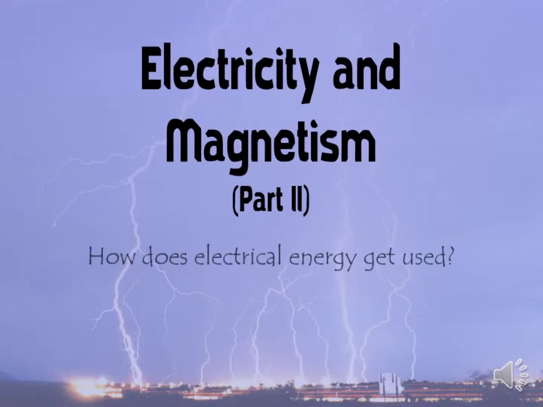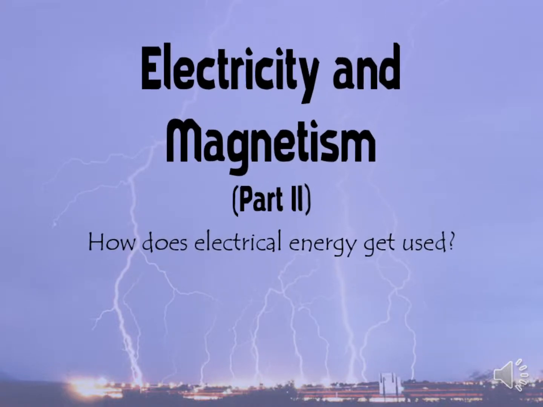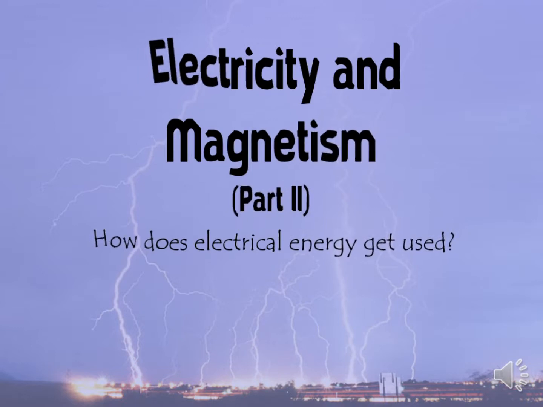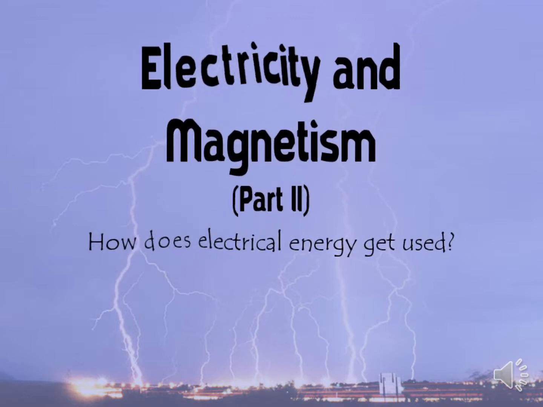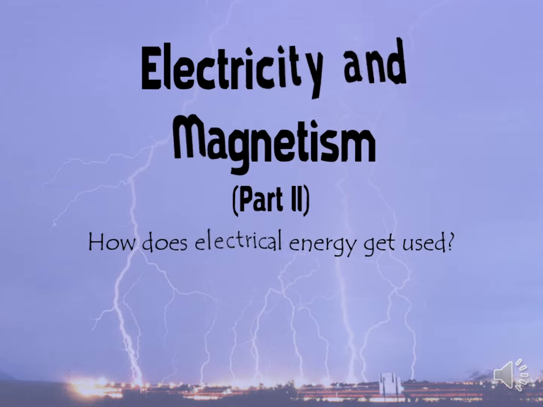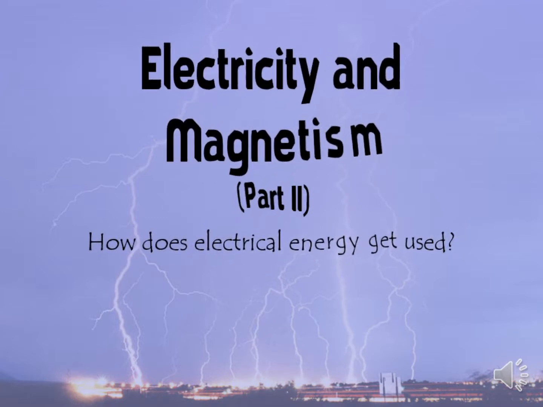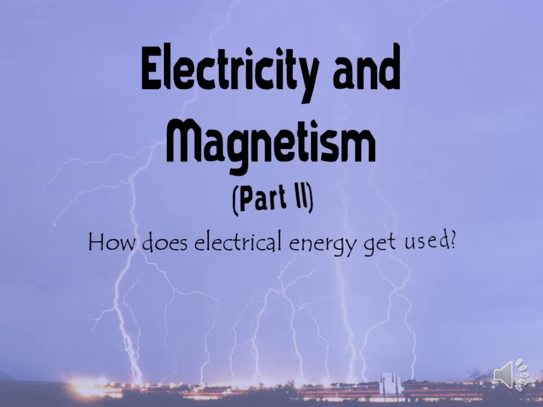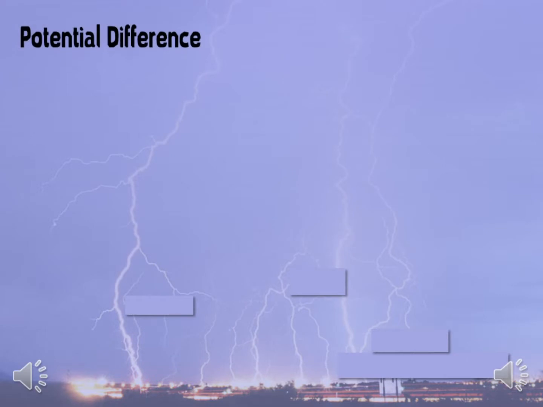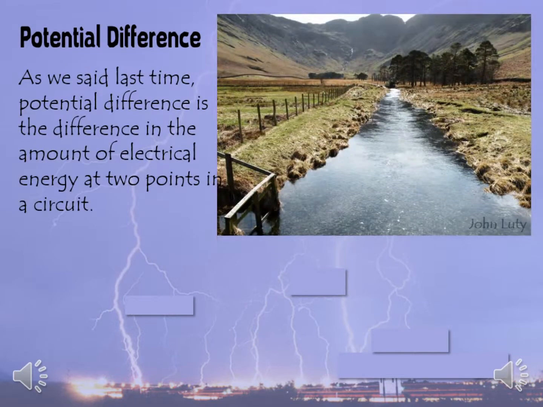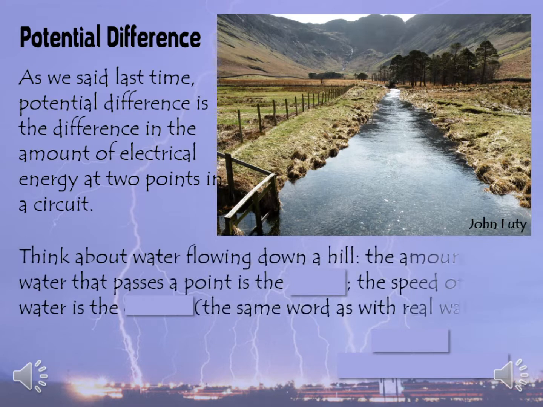Hello everyone, and we're going to continue our look at electricity and magnetism by thinking about how electrical energy gets used. And to do that, we have to think about what actually makes it run in the first place, and we mentioned last time that that is a potential difference. So, as we said last time, the potential difference is a difference in energy found at two different points in a circuit. And you can think of it like water running down a hill.